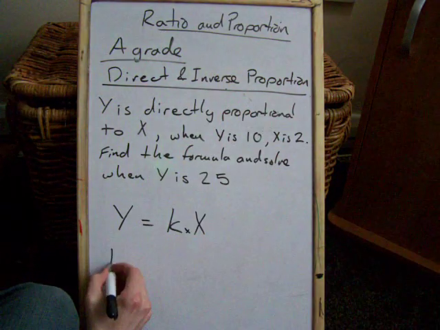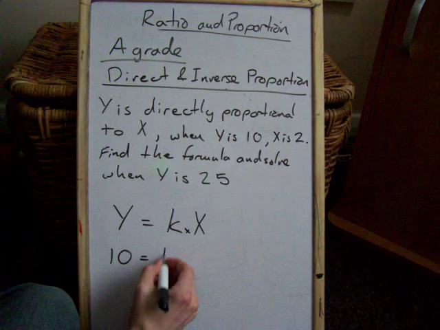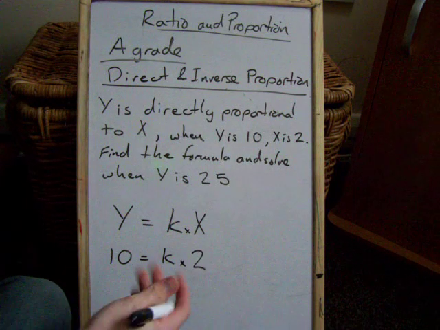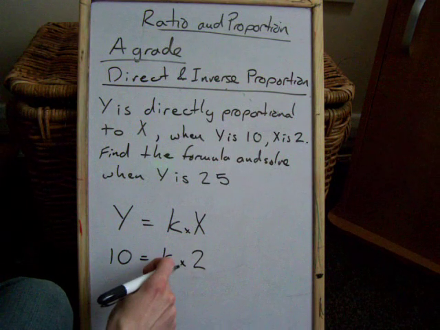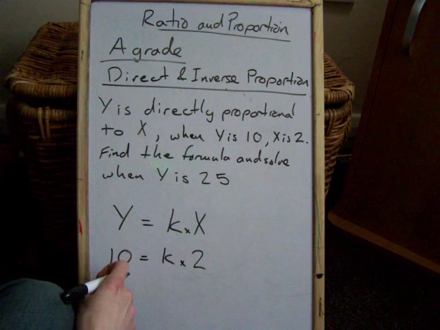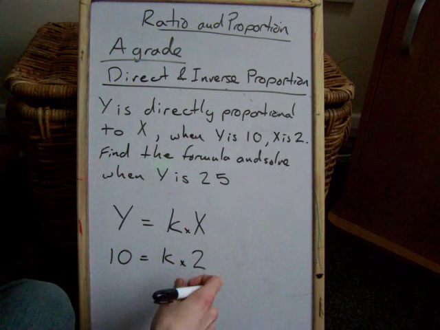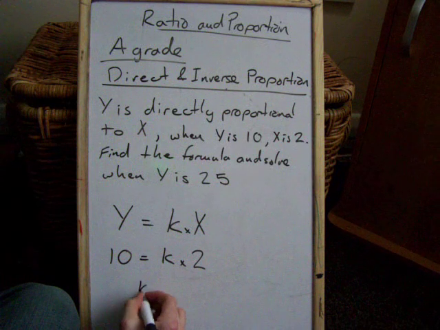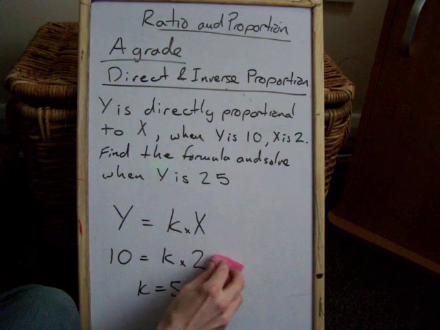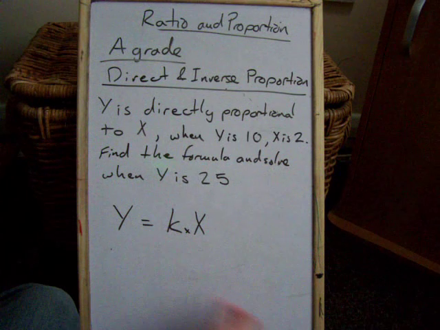When y is 10, x equals 2. So if I substitute that in, we haven't been told what k is yet, and you just have to ask yourself, what must k be to make this equal to 10? So 10 equals something times 2. Well, k equals 5, doesn't it? So k equals 5.